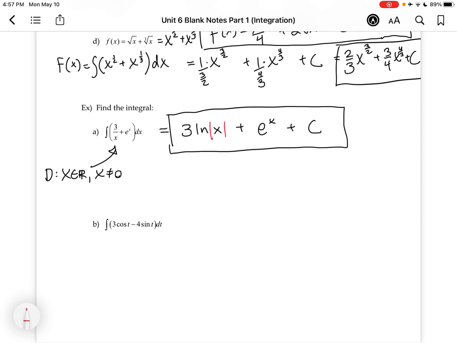All right, next one. Here we're looking at trig functions. So one thing we need to remember about trig functions is that if you start with sine x, the derivative is cosine x. If you start with cosine x, the derivative is negative sine x. So when we're working backwards, we have to remember that, okay?